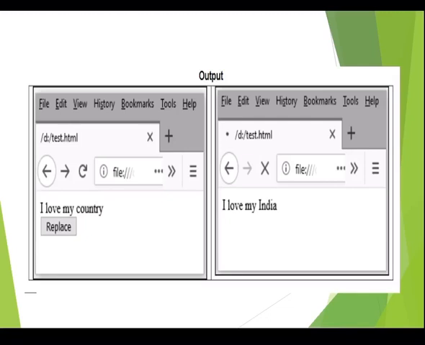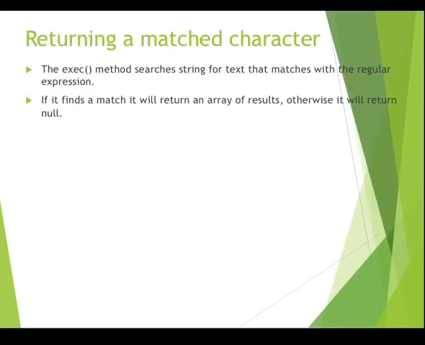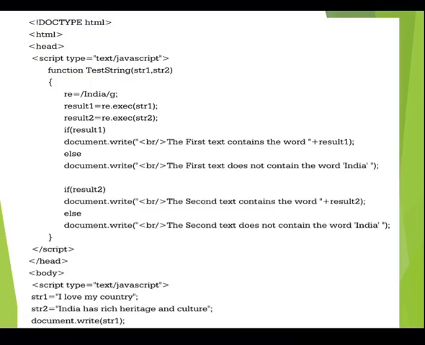Next is returning a matched character. So basically your EXEC method searches a string for a text that matches with the regular expression. If it finds a match, it will return an array of result, otherwise it will return a null. Okay, let's see it with help of example.